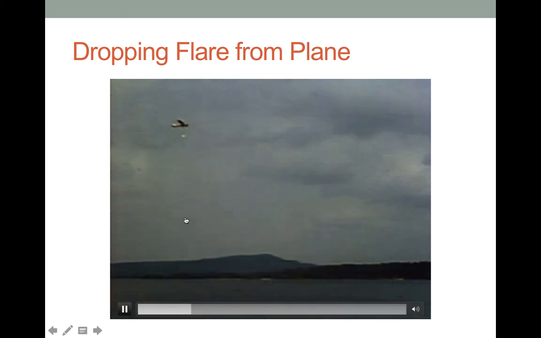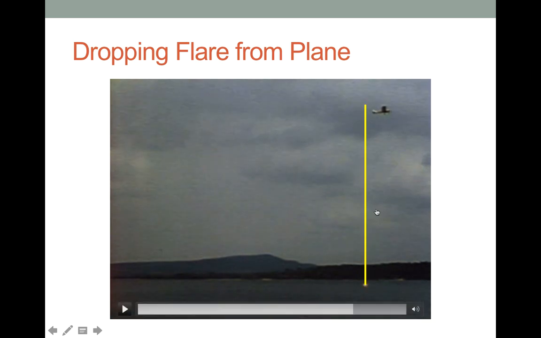And there it goes. And you will notice the flare is always more or less directly underneath the airplane as it falls down and eventually hits the ground right here. So what we're going to do first is back the video up to when the flare just hits the ground or the water. And right there it hits the water.